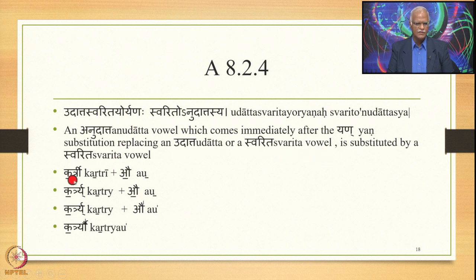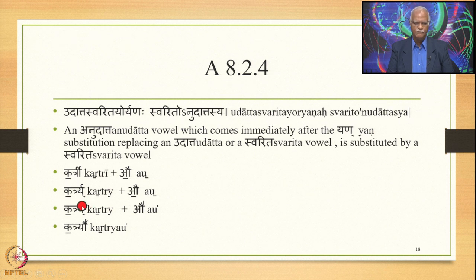So here we have kartri with the final vowel being udatta, followed by au with anudatta accent shown with the horizontal bar below the letter. And so now iko yanaci applies and this i gets substituted by ya. So now you have kartrya plus au. So this ya has come in place of an udatta i.